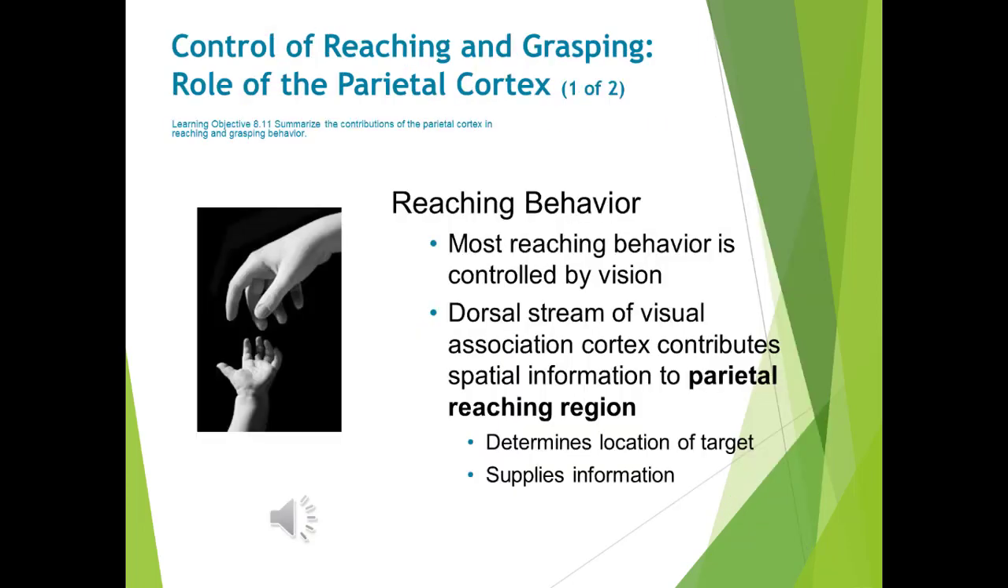Reaching and grasping are two complex motor behaviors that are controlled in part by the parietal cortex with significant input, obviously, from our visual system. In the case of reaching behavior, the dorsal stream of the visual association cortex contributes spatial information to the parietal lobe's reaching region. And this part of the brain thereby determines the location of a target and supplies that information in a way that can help coordinate movement to the target.